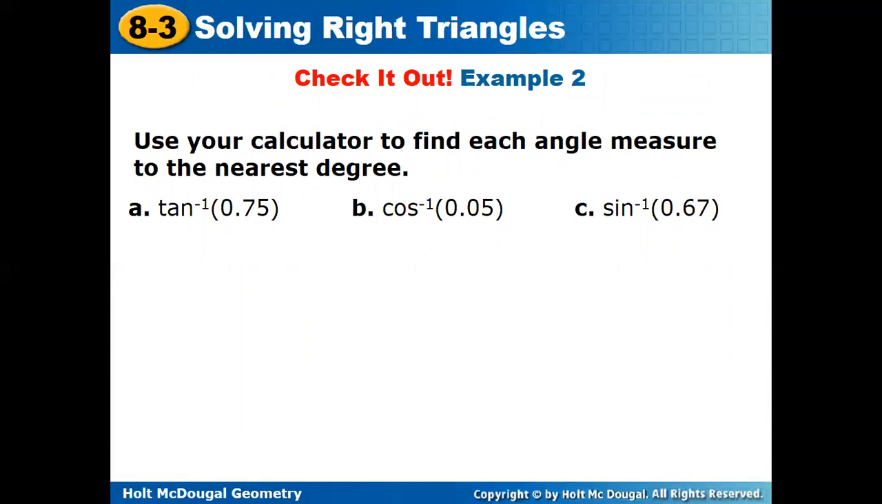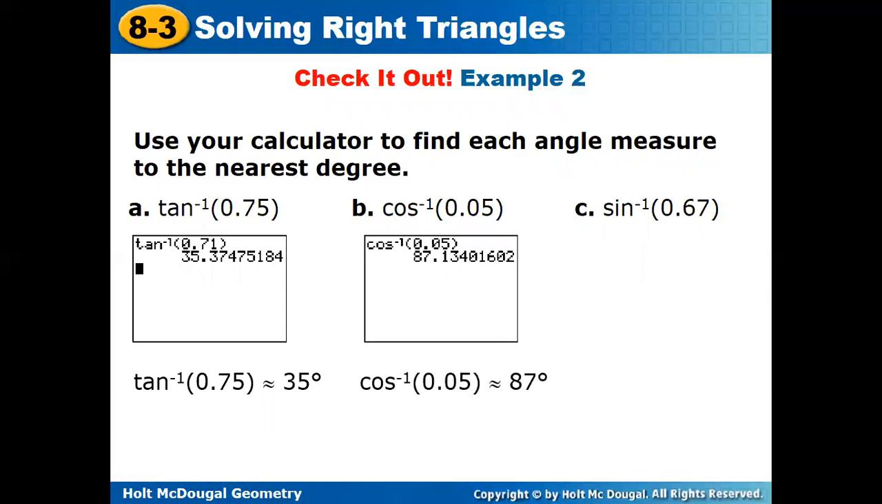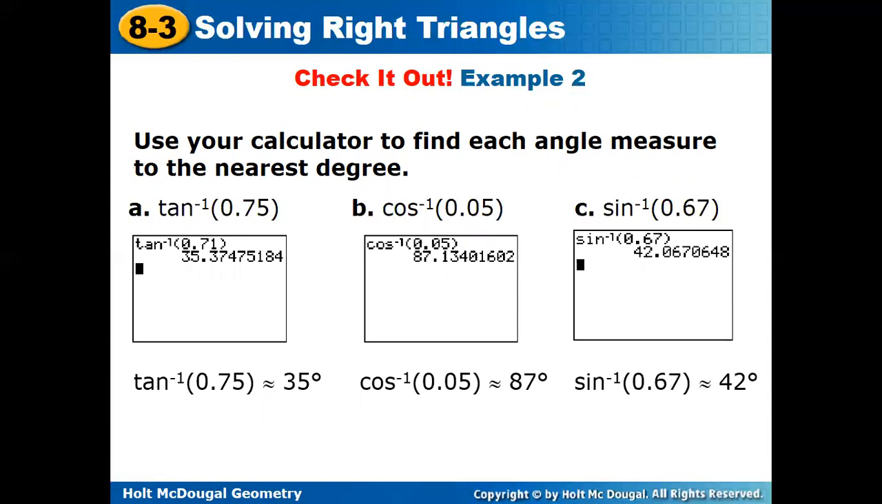Okay, let's check the answers. The first one is approximately 35 degrees. The second one approximately equals 87 degrees. And the third one approximately 42 degrees.